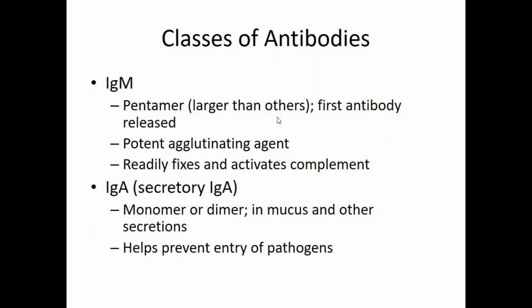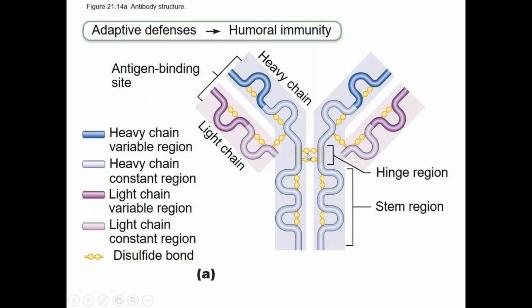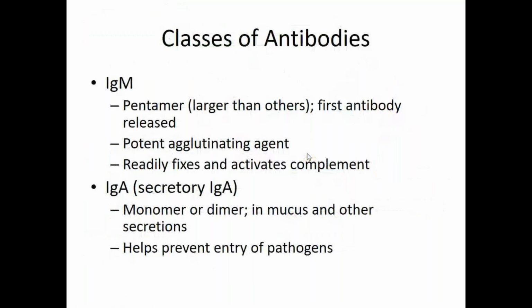IgA is kind of a smaller version of an antibody. It's a monomer, so it's just one of these, or sometimes it's a dimer, which is 2 of these stuck together. And what it does is it is largely secreted in mucus. So when we talk about a mucous membrane as a barrier, as a place where we're going to try to prevent entry of pathogens, IgA in that mucus is going to be a part of why that is an effective barrier for us.